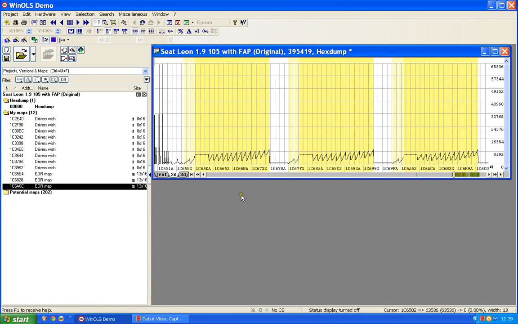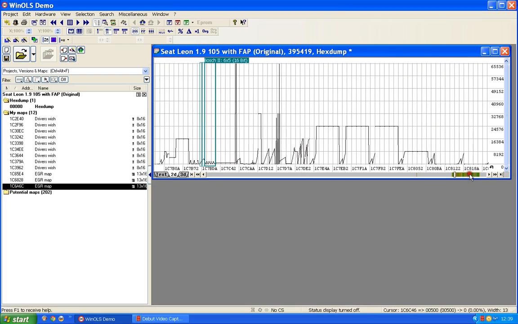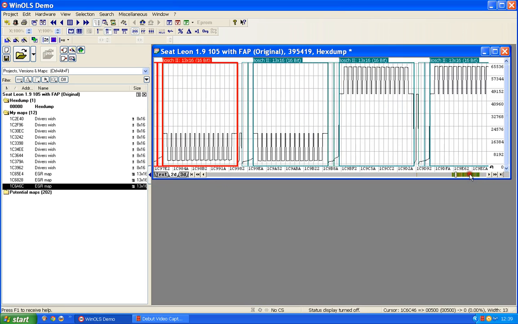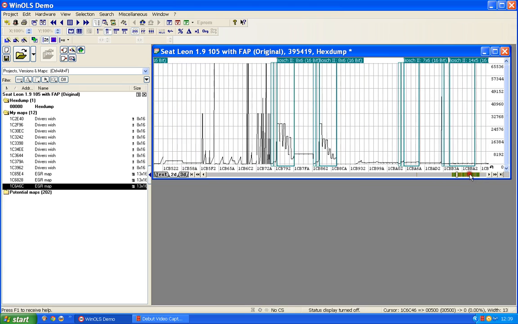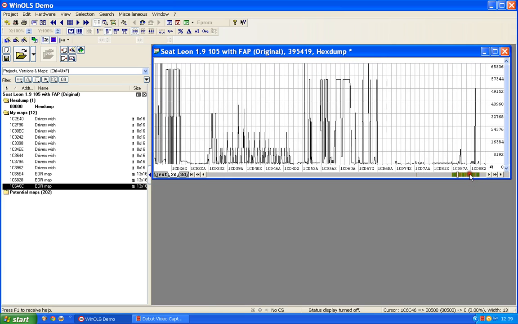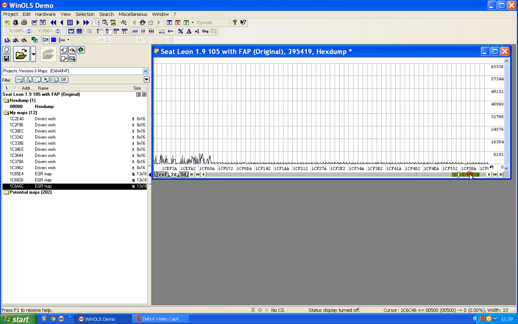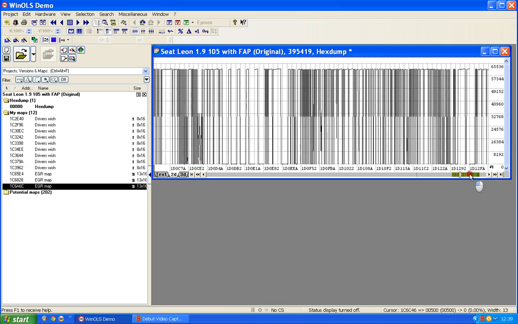Okay, in the last video I was looking at these EGR maps in the EDC16 dump from this layout. What I'm going to do is whiz forward and see if we can find anything else interesting. See if we can find the torque map or the torque limiting map. We've got a lot going on here compared to an EDC15.